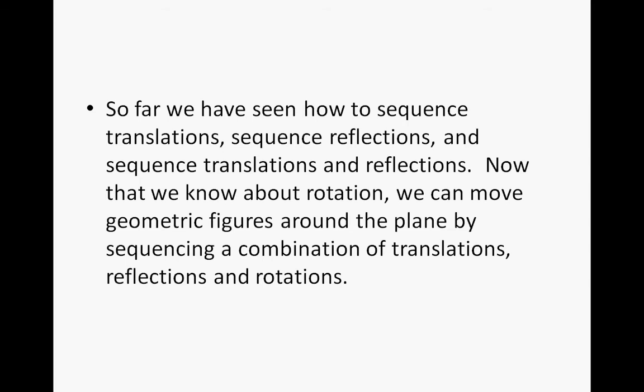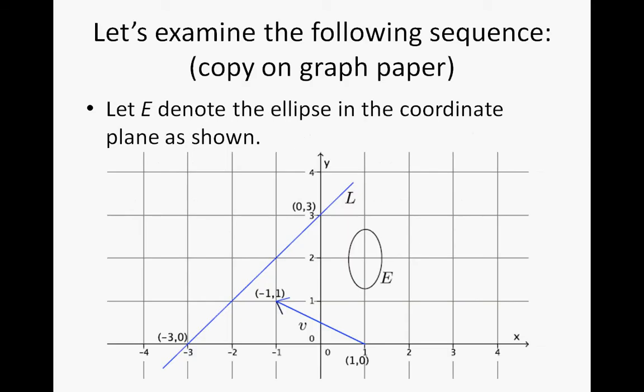reflections, and rotations. So let's examine the following sequence, and you want to copy this on graph paper. So you might need to pause the video right now and draw something with the labels. Obviously, when you get to the ellipse, just guesstimate that as best as possible. All right, so if you're at this part, hopefully you have this picture drawn on graph paper. We're going to let E denote the ellipse in the coordinate plane as shown. So we're going to be talking about our figure E here.